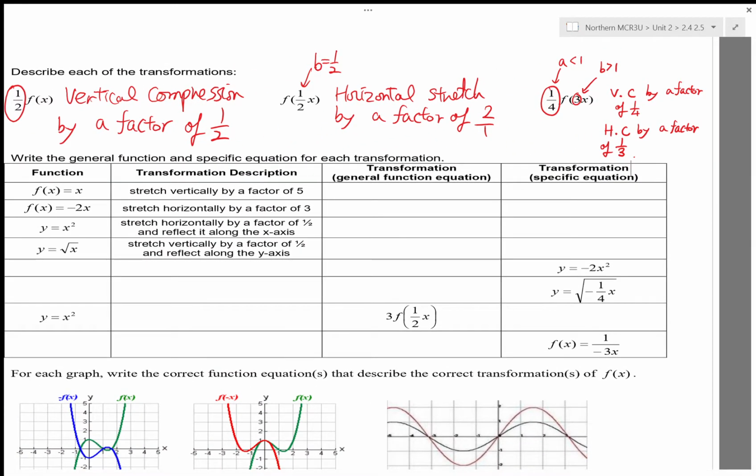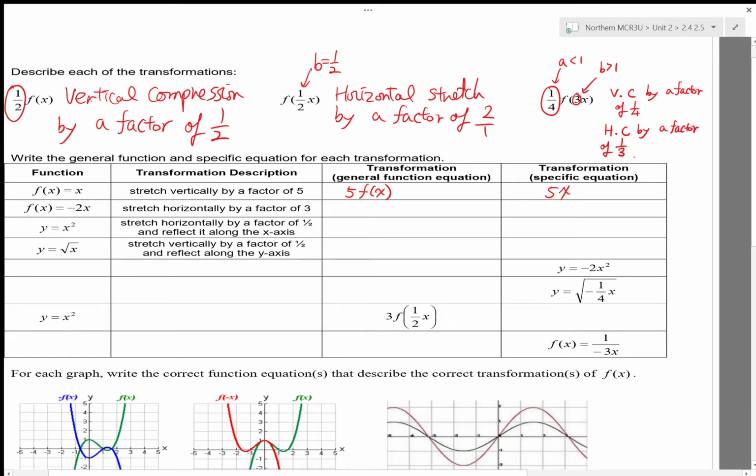So let's take a look at this one. f at x equals x, then stretch vertically by a factor of 5. So this means that our a is 5. So this is 5 f at x, which gives me just 5x, because f at x is x according to our function.